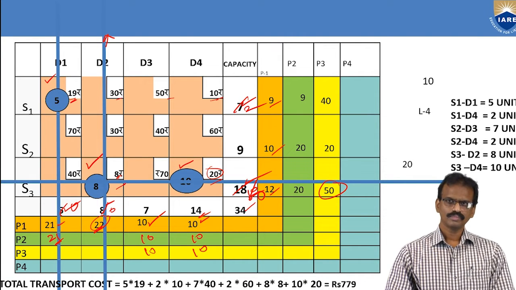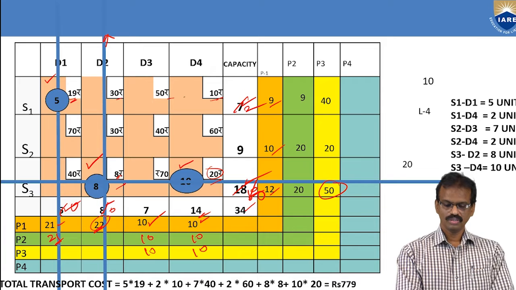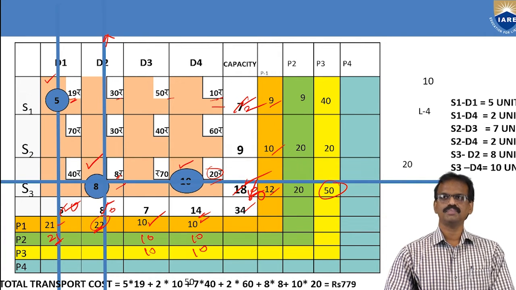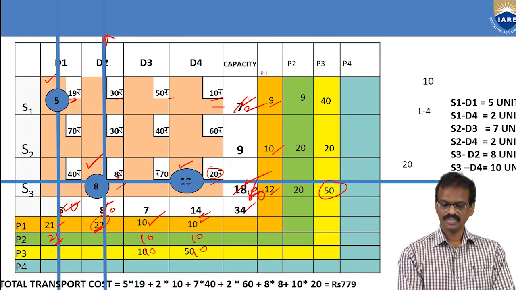Okay. Again, you have to find the penalties. Here the row will be cancelled. Remaining row values will be same, but column values will be changed. Okay. You know that. So 50 minus 20. So 50 minus 10. So that is the next penalty.